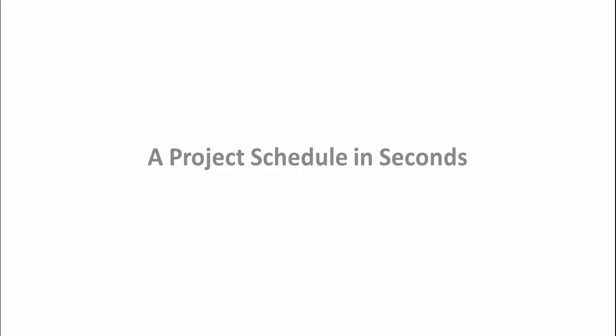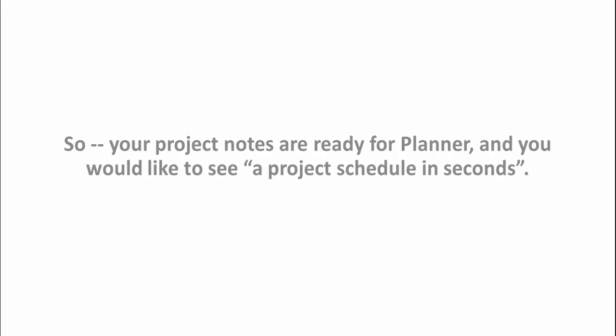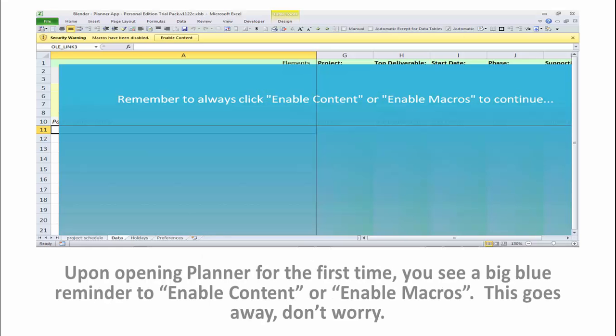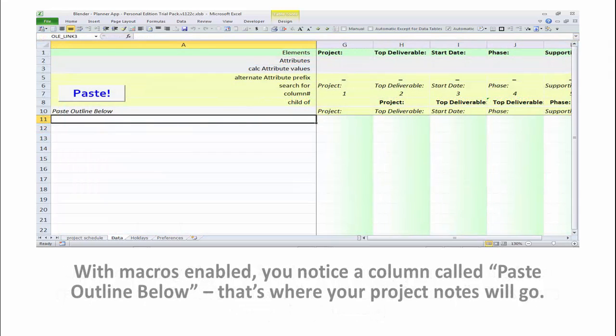Let's take a look at how we can create a project schedule in seconds using Planner. Okay, so your project notes are ready for Planner and you would like to see a project schedule in seconds. Your first step is to open Planner. It's an Excel spreadsheet. The first time you open Planner, you see the big blue reminder to always enable content or enable macros. Great. Once you do that, it goes away.